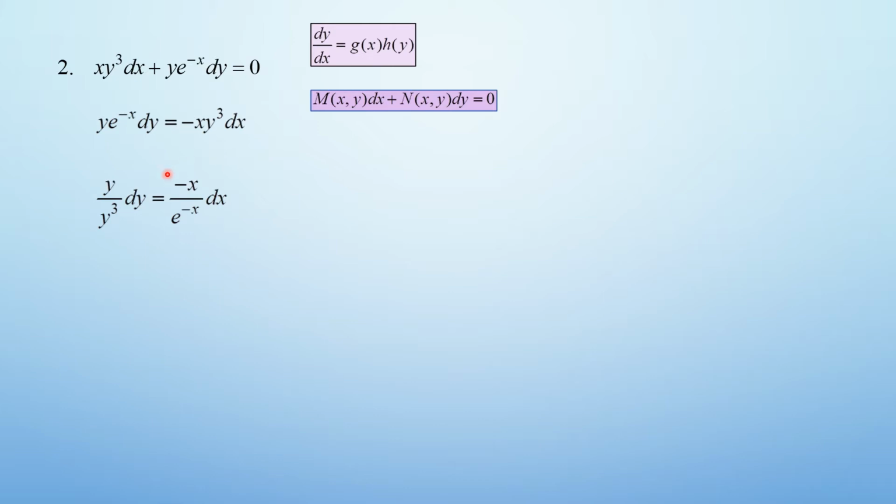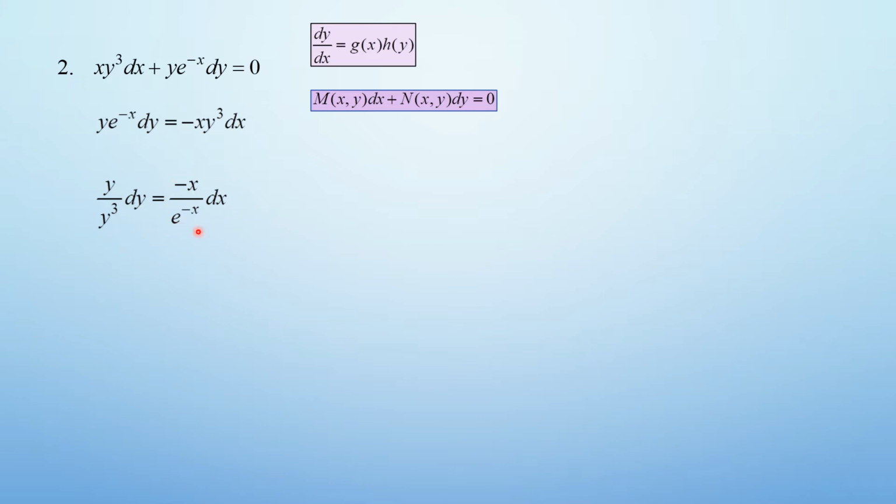So we get y divided by y cubed dy equals negative x divided by e to the power of negative x dx. So it seems that we have been able to separate the variables, where the function with the variable y is placed on the left side of the equation and the function with the variable x is placed on the right side of the equation.